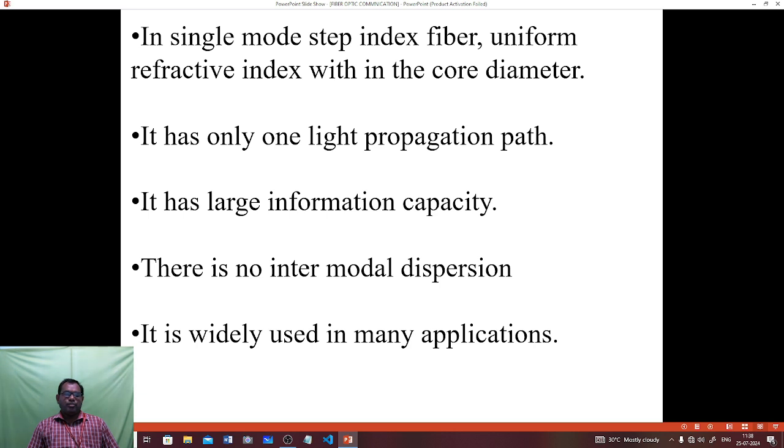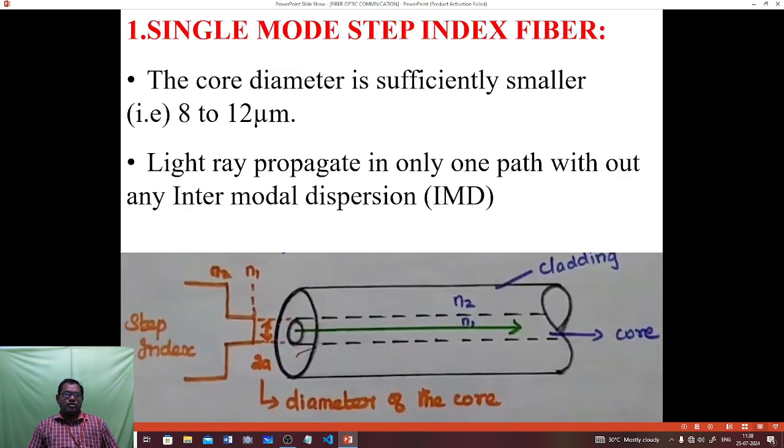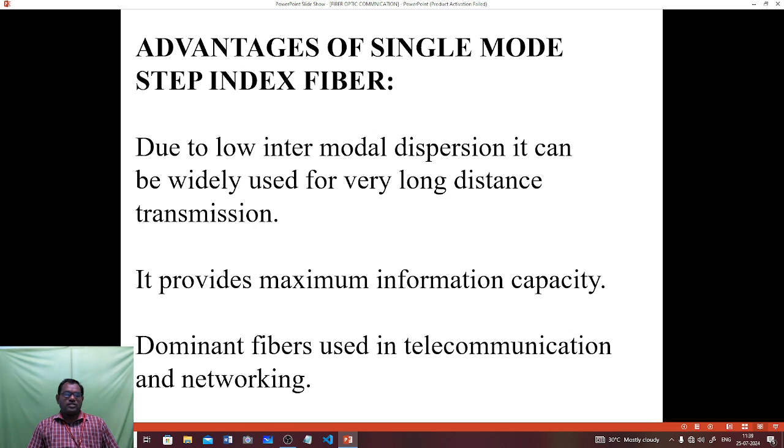In single mode step index fiber, there is a uniform refractive index across the core diameter, and it has only one light propagation path. It has large information capacity. There is no intermodal dispersion. It is widely used in many applications. An advantage of single mode step index fiber is that, due to low intermodal dispersion, it can be widely used for very long distance transmission. It provides maximum information capacity. These are the dominant fibers used in telecommunication and networking.